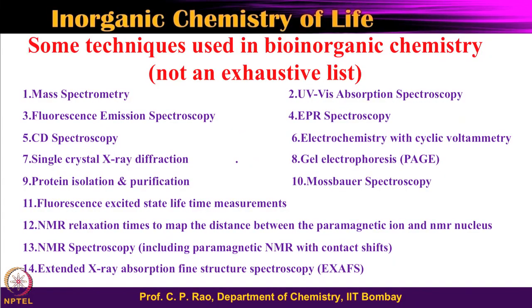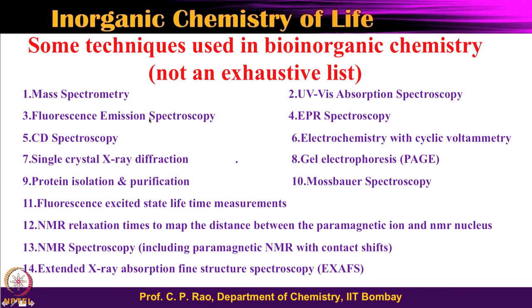Let us look at this particular slide here. If you look at it, there is a huge list of items, more than one dozen, and I say that it is not an exhaustive list. That means many different kinds of techniques are being used in gauging the metal ion and its complexation in biological inorganic chemistry. For example, mass spectrometry; some of these you may have heard, some you may not have heard. I will not go much into the principles, but I will give the utility of these with some examples.